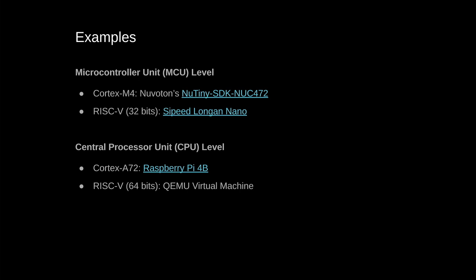This talk will include some examples. The first one is the ARM MCU Cortex-M4 with the Nuvoton Nu-Tiny SDK development board. The other one is the RISC-V 32-bit MCU with the Sipeed Longan Nano board. At the CPU level, we are talking about the ARM Cortex-A72 core on the Raspberry Pi 4B, and RISC-V 64-bit with a QEMU VM. Why use the QEMU VM? Because I cannot find a real board.